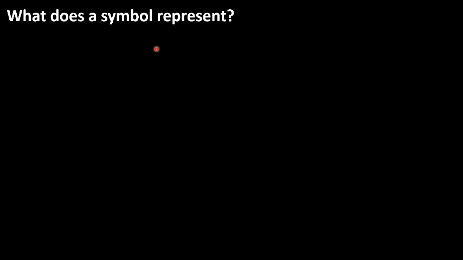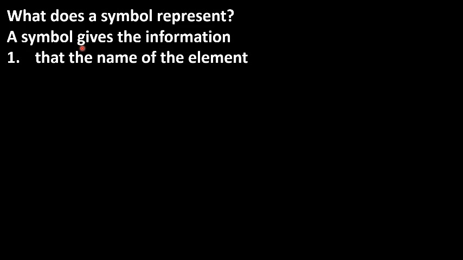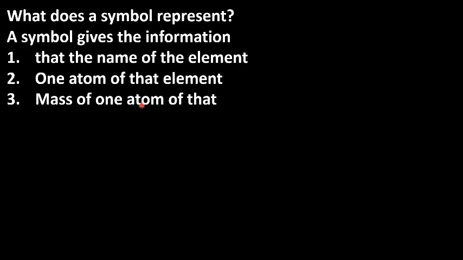Symbol. What is a symbol? A symbol is the short representation of an element. A symbol gives information. That means, while writing notes, we have to write the names of elements frequently, which is very difficult. Instead of writing the name of the element continuously, we can represent that name with a symbol. A symbol gives the information, that is the name of that element, 1 atom of that element and the mass of 1 atom of that element.